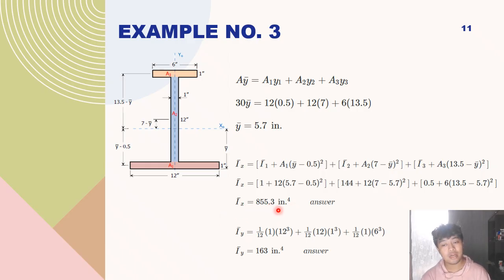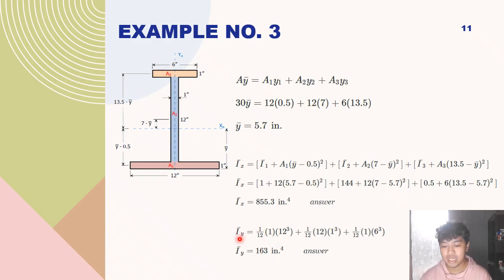Now, if we are still going to compute for Iy, as I've said earlier, since Iy is located at the center of everything, that means at the center of area 1, at the center of area 2, and also at the center of area 3, there is no shift in centroid. So since there's no shift in centroid, we can directly use the formula of the moment of inertia based on the centroid. That means we can use base times height cubed over 12.